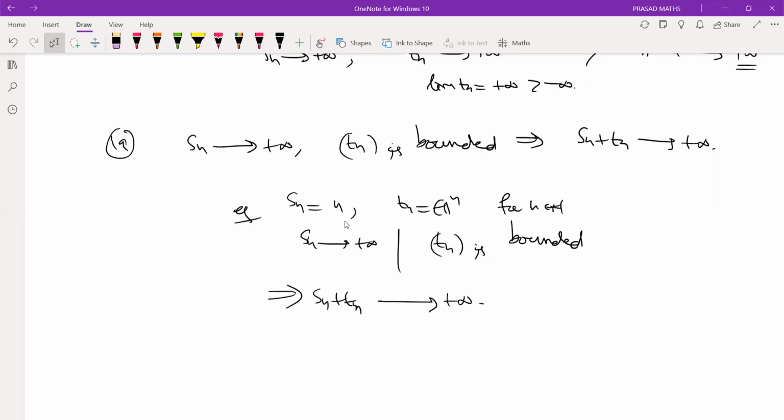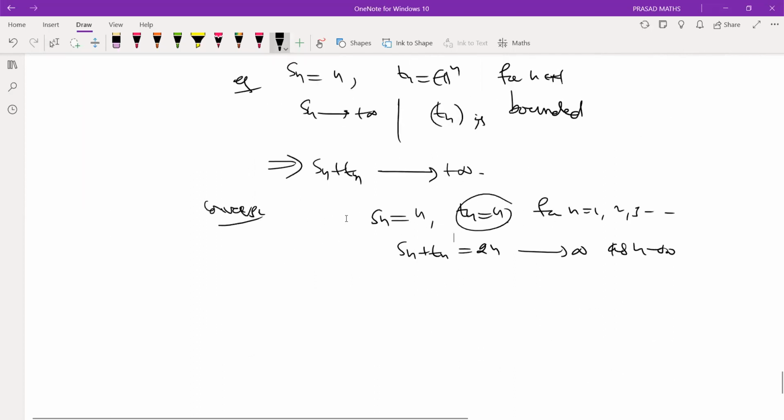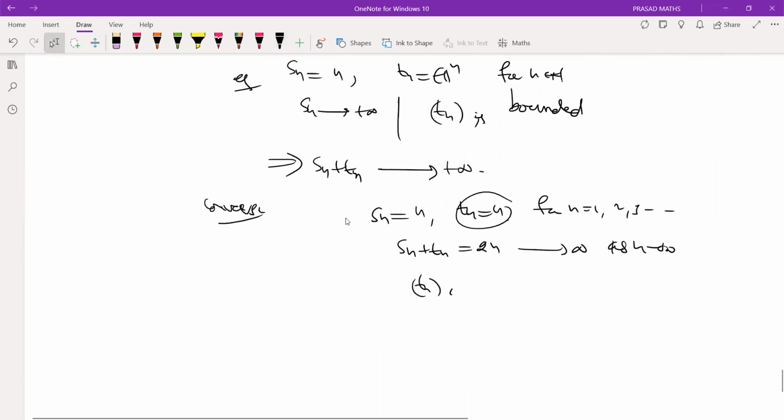So the converse may not be true in general. We can give a lot of examples. Suppose you take Sn equals n, Tn equals n. So what is Sn plus Tn? 2n. So 2n diverges to plus infinity as n tends to infinity. But what about Tn? Is it bounded? Tn is unbounded. We can give a lot of examples.